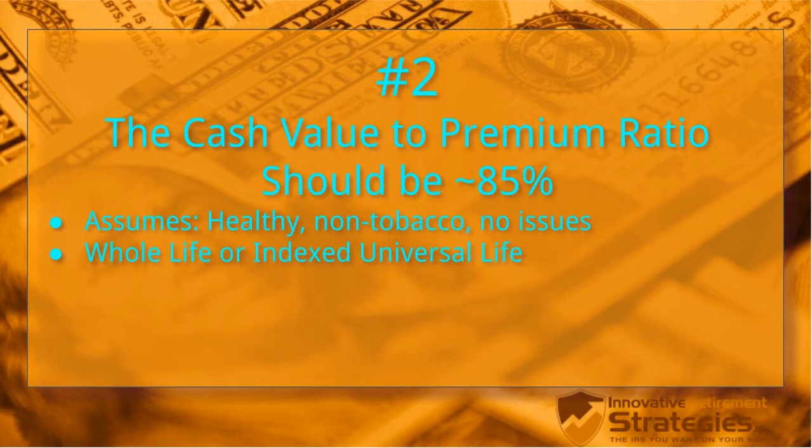All right, one of the most important things that you should look for in a policy illustration is that the cash value to premium ratio is 85% or thereabouts. So if you're healthy, fit, non-tobacco using, you should expect about 85% cash value to premium. And this applies to both whole life and indexed universal life.